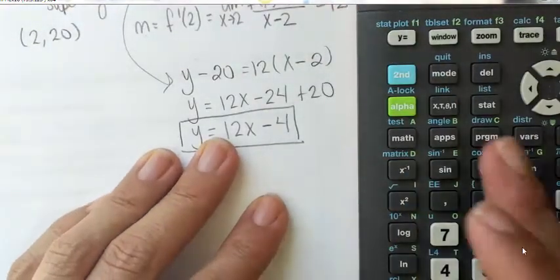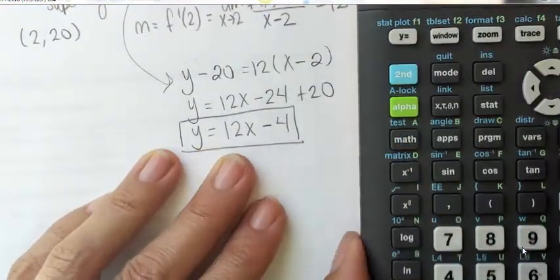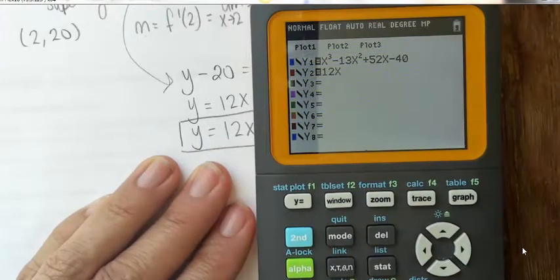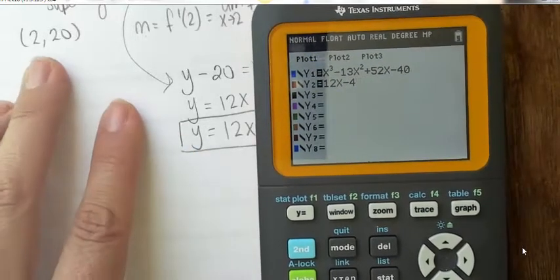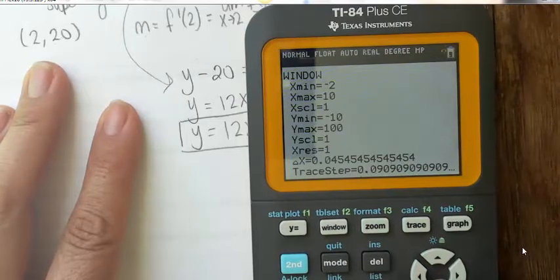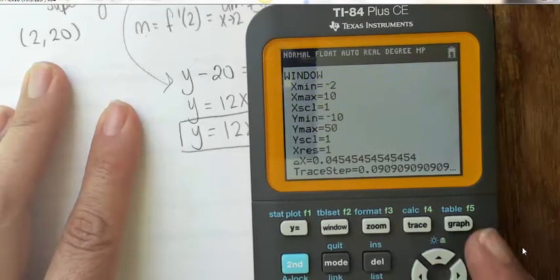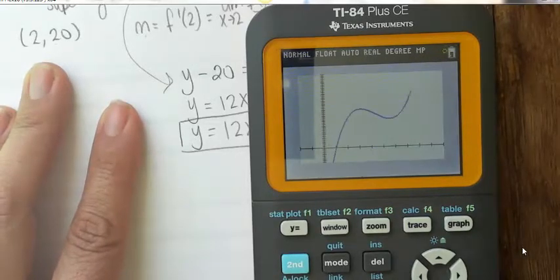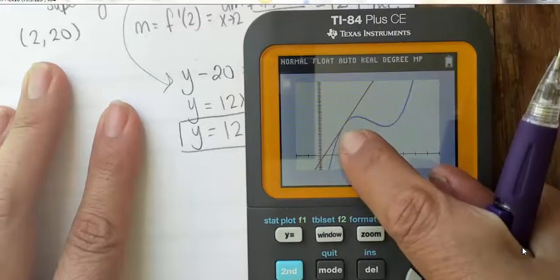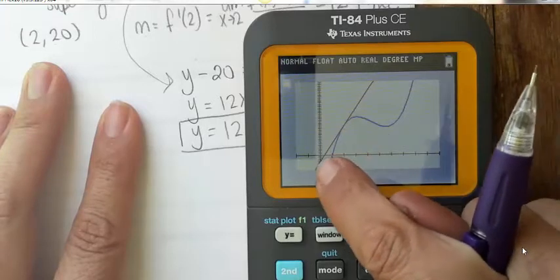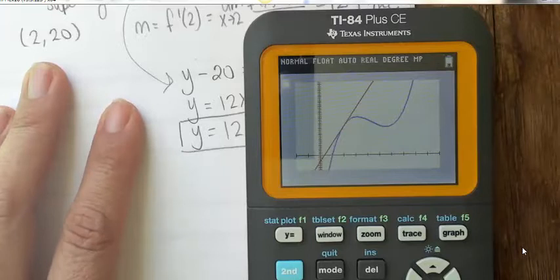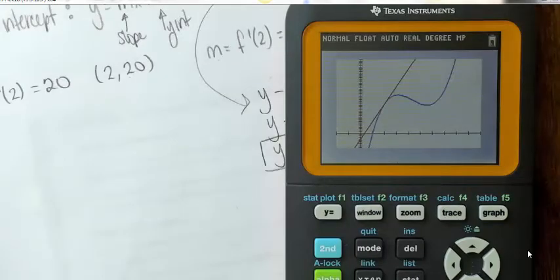So I've already got the graph. Now I'm also going to put in my tangent line. At the point (2, 20), that's really what I care about, so I should make sure that my window is including (2, 20). That's a little big. Let's go 50. I'm going to graph them. And what do you notice? Notice that the tangent line appears to be tangent to the original curve. I can double check that by calculating the point of intersection.